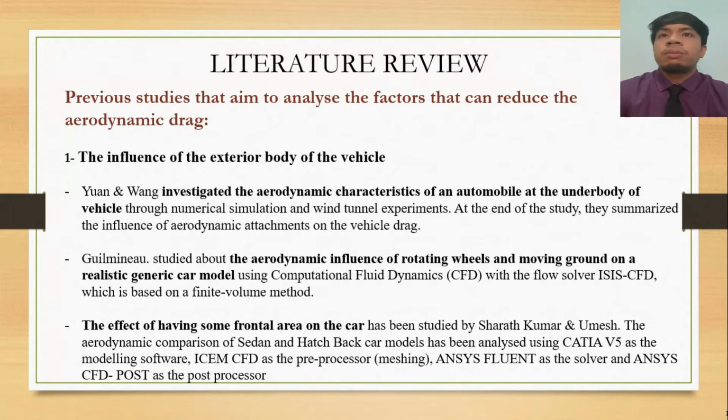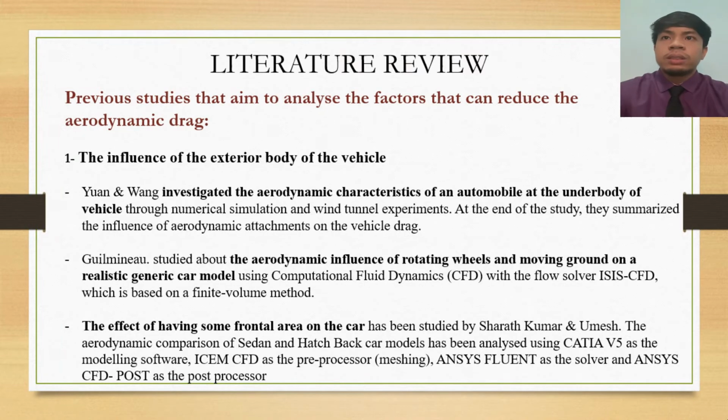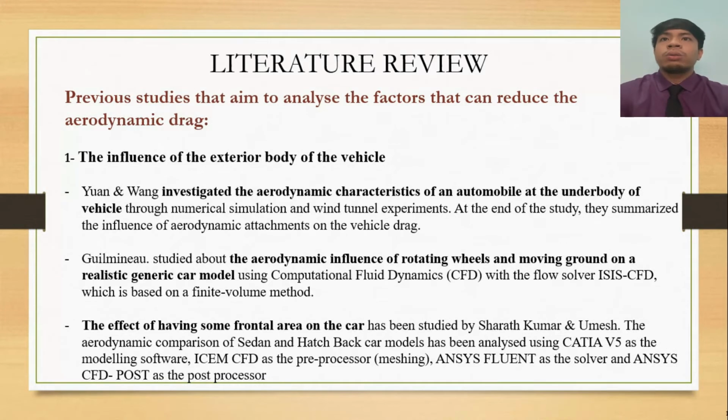These are the examples of studies that aim to analyze the factors that can reduce the aerodynamic drag. The first factor is the influence of the exterior body of the vehicle. So these are three examples of study on the influence of the exterior body of the vehicle, such as the underbody, rotating wheels, and frontal area on the car.